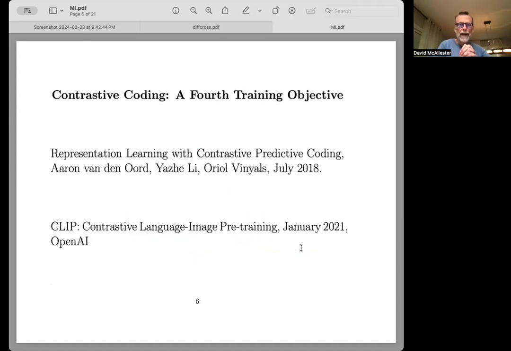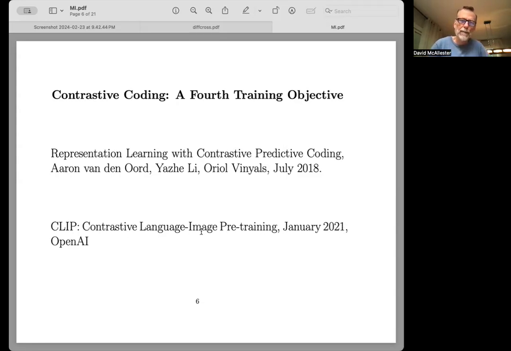Okay, now I'm going to talk about something kind of fundamentally different, and this is contrastive coding. The fundamental reference here is somewhat more recent: representation learning with contrastive predictive coding, under the acronym CPC, from 2018. But equally impactful is this work on CLIP, Contrastive Language Image Pre-training from 2021, just 3 years ago.